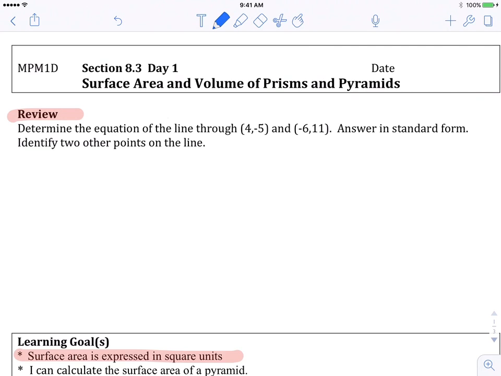You're determining the equation of the line that passes through 2 points, (4, -5) and (-6, 11). The key here is you're going to answer in standard form. So make sure that you're answering in standard form. That might be the challenge for some of you. And then you have to identify 2 other points on the line. This is a tough question, but if you can do this, it's a good sign that you're getting set for the exam and you're in pretty good shape.